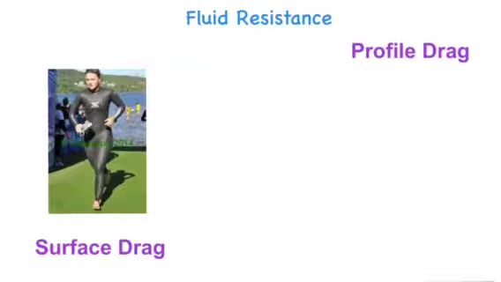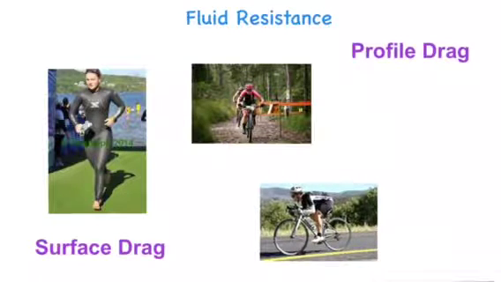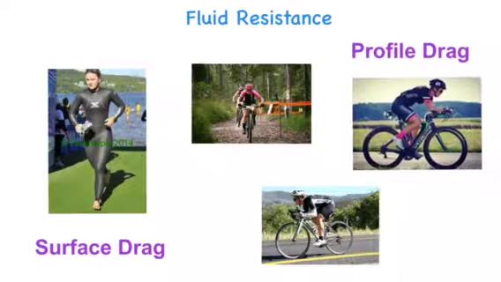So the other form of fluid resistance is called profile drag, and it's also called pressure drag, and it refers to the drag, or I guess the resistance, created by the shape and size of a body or object. Now, a really good way to have a look at profile drag is among cyclists. So here we have three different types of cyclists. We have our mountain biker, we have our road bike, and we have our time trial.